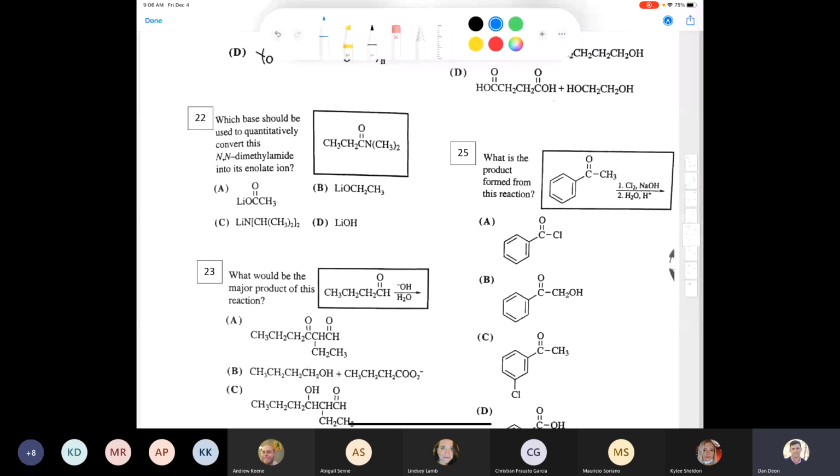Let's see, which base should be used quantitatively? Quantitatively means completely, so 100%. Which base should be used to quantitatively convert N-dimethylamide into its enolate? If we want to deprotonate this and convert it into its enolate, it's going to look like this. We want to remove one of these protons right here. I'll give you a second to look at these.